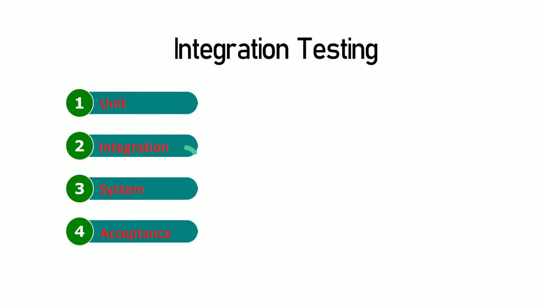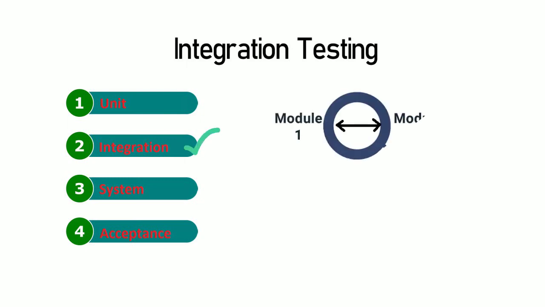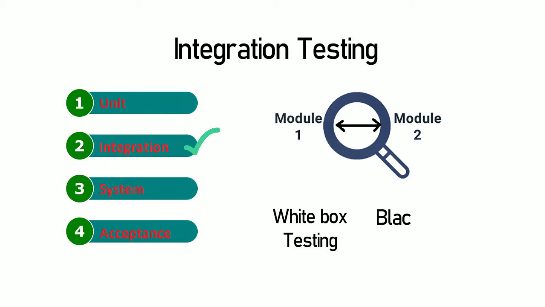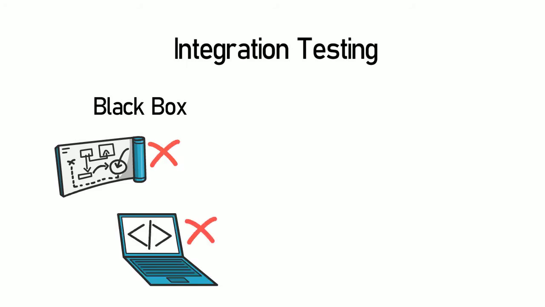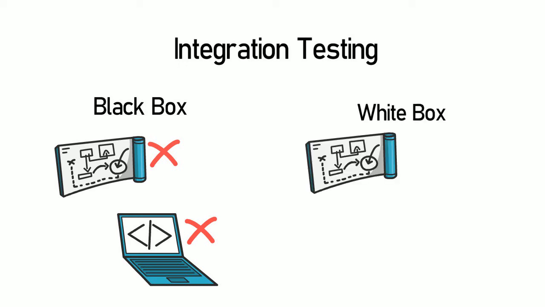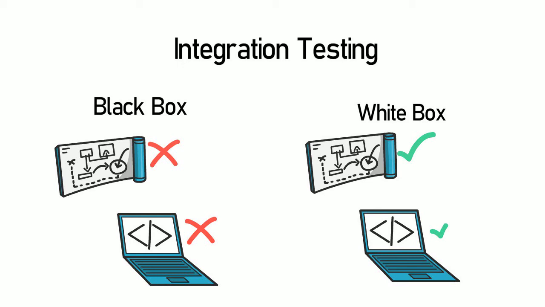Moving on to the next level, integration testing. Integration testing is the second level of testing. It aims at finding interfacing issues between the different modules of the application. It can be performed by using both white box as well as black box testing techniques. Just to give you a brief of these techniques, in case of black box testing, testing is performed without knowing the internal structure of the application. Whereas in case of white box testing, a tester tests the application based on the knowledge of and access to the design and the code of the application.